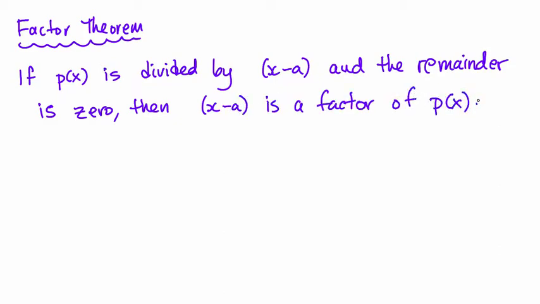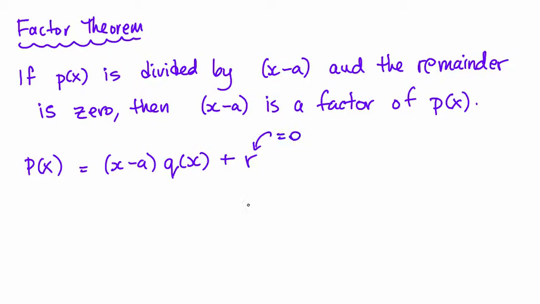polynomial function. Basically, if you take a polynomial function and you write it as x minus a, and then there's some quotient that's left over as a function, and this r value is equal to 0. Well, if the r value is equal to 0, then you're not really adding anything on the end here, and so you've just factored your polynomial function.